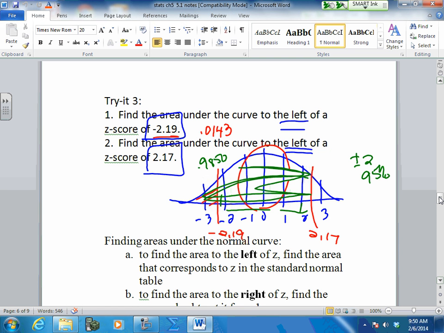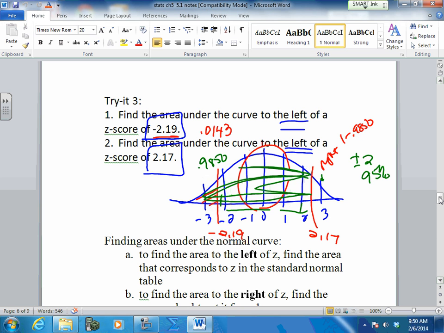It is small going here, but this is a little small section left here. If I wanted to find the area to the right, I would just take this and subtract it from 1, because my entire area has to equal 1. Questions? Anybody not able to find this?